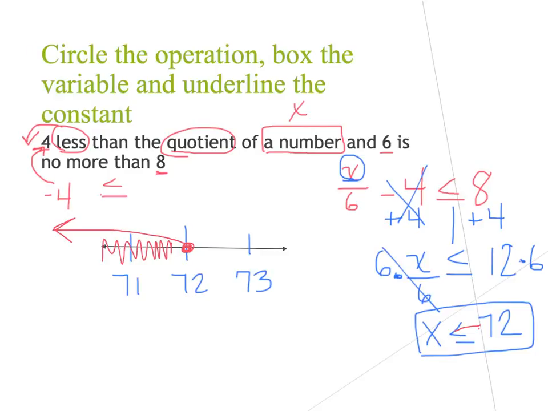So let's do 36. All right, so if I plug in 36 where x is, 36 divided by 6 minus 4 should be less than or equal to 8. 36 divided by 6 gives me 6, and 6 minus 4 is 2. Is 2 less than or equal to 8? Yes. So that's how you know it is correct.